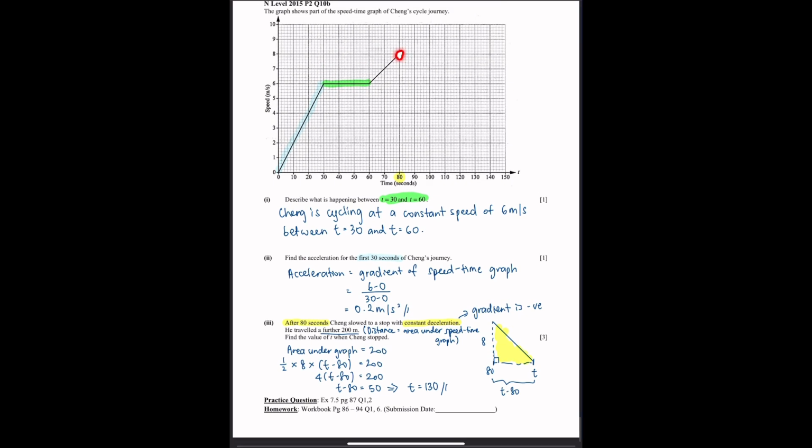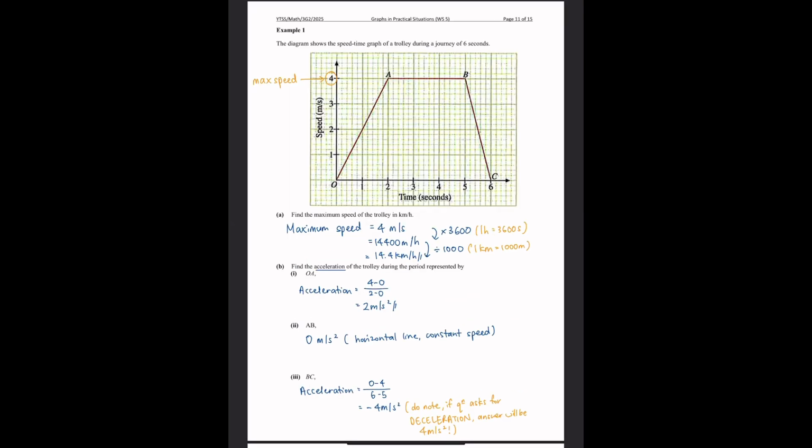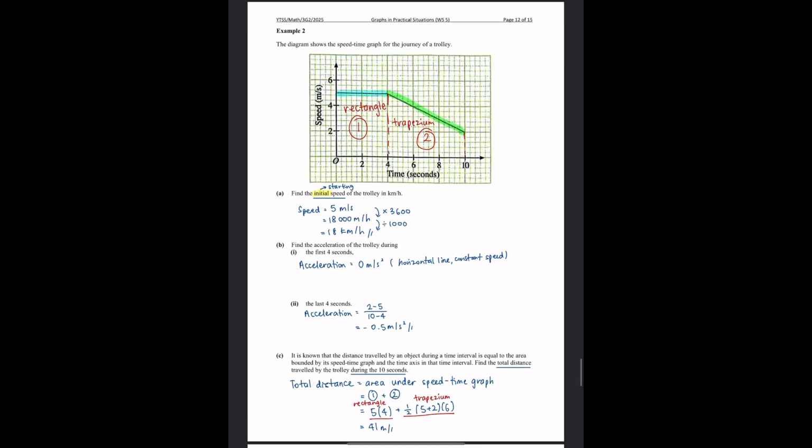I recap again. Starting from the last part of the graph is a downward sloping line because of the word deceleration here. I'm given distance, which is the area under speed time graph. I can form an equation here: half times height times my base, which is area of triangle, equals 200. You can find the value of t. Do pause here to see the solution for example 1 after you have attempted, and the solution for example 2 as well.